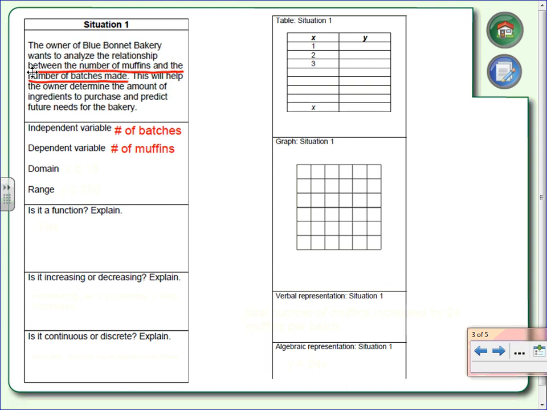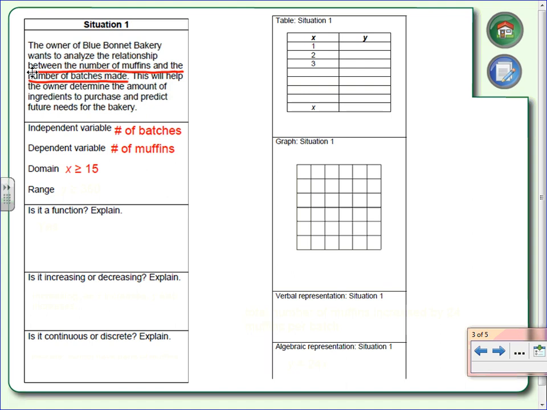Are they ever going to make less than 15 batches? No. So our domain is always bigger than 15. That's what we need to write here. So let's do that. Our x values are always going to be greater than or equal to 15. They're never going to make less than 15 batches in a day. Otherwise, they wouldn't have enough.